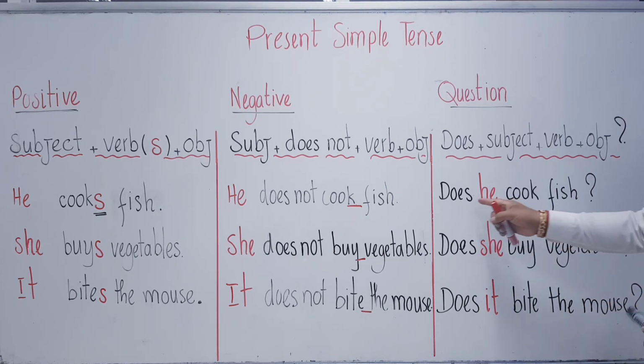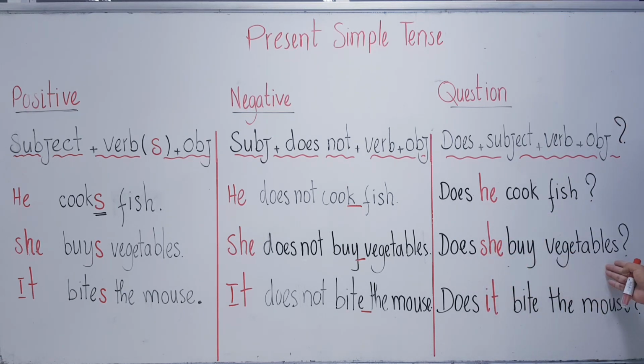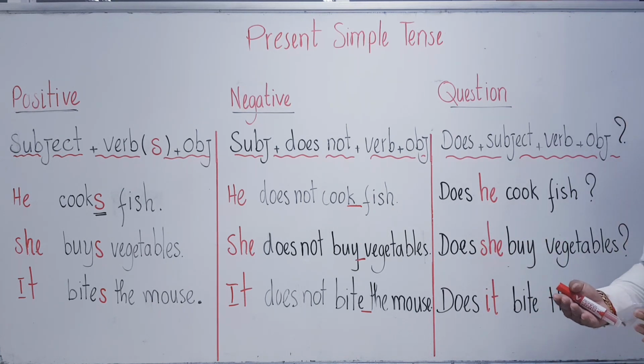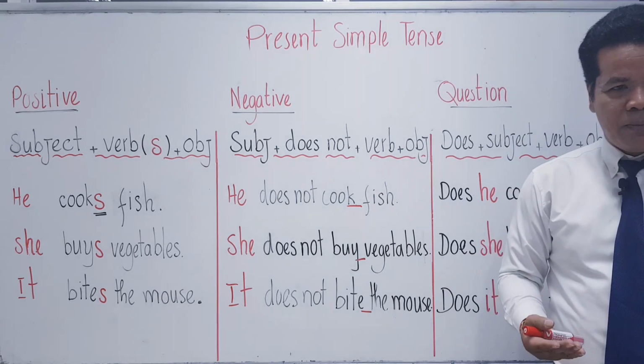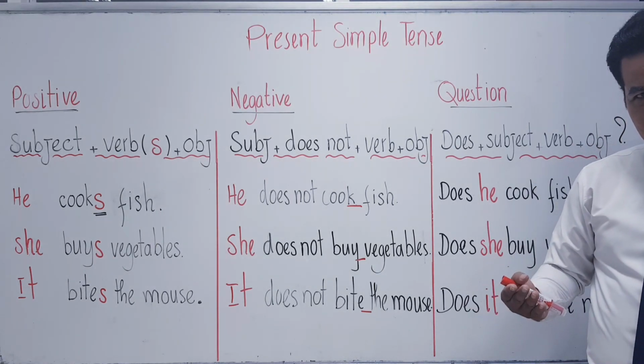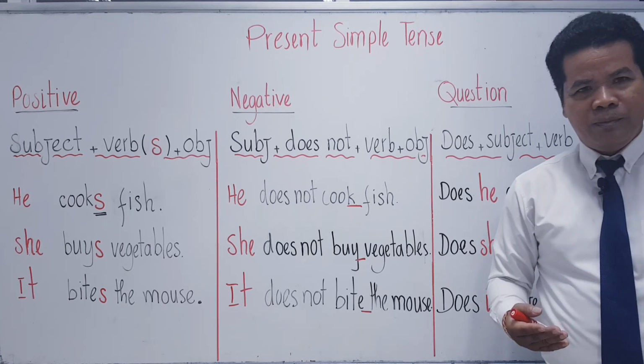Alright, does he cook fish? Does she buy vegetables? Does it bite the mouth? So, are you clear now? If you are clear now, we are going to move to the next step. Okay? If you have any questions, I'm going to tell you.